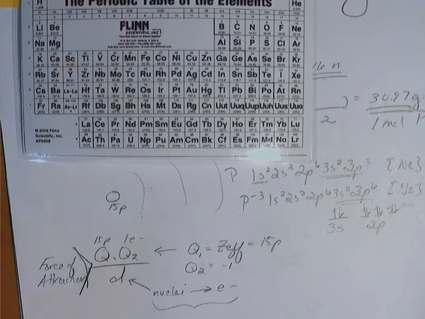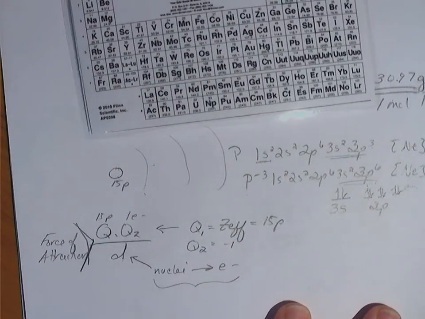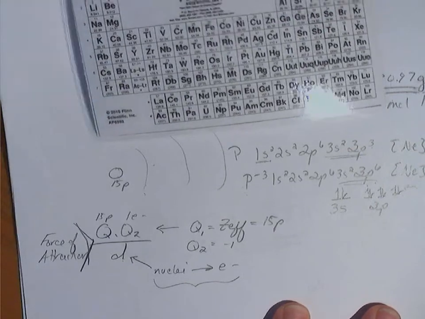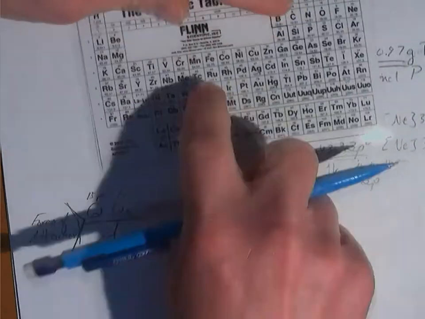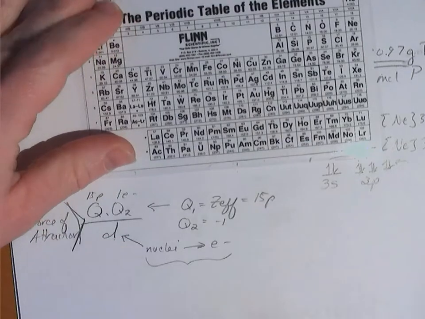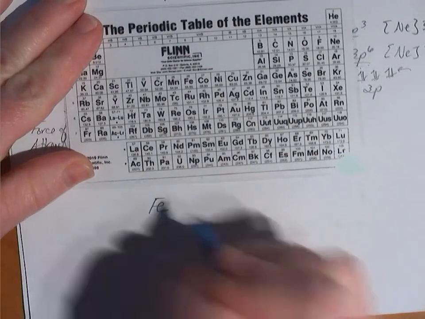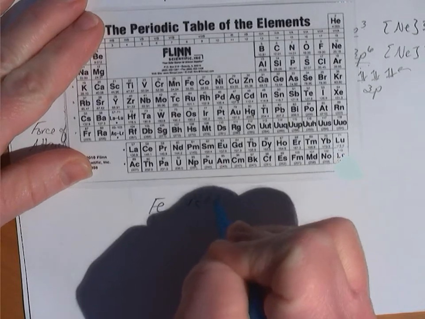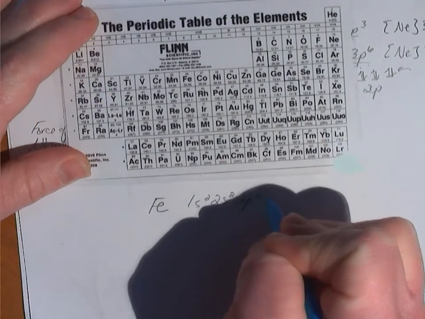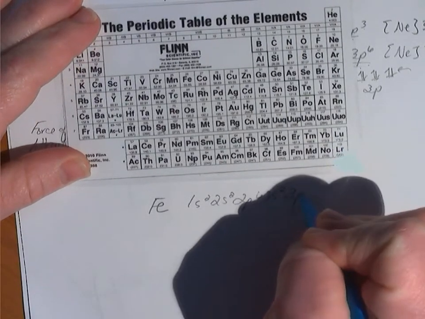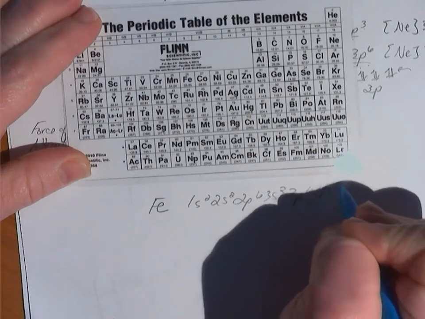All right, let's talk about the electron configuration of iron. So for iron, 26 protons, so neutral will be 26 electrons. So iron would be 1s2, 2s2, 2p6, 3s2, 3p6, 4s2.